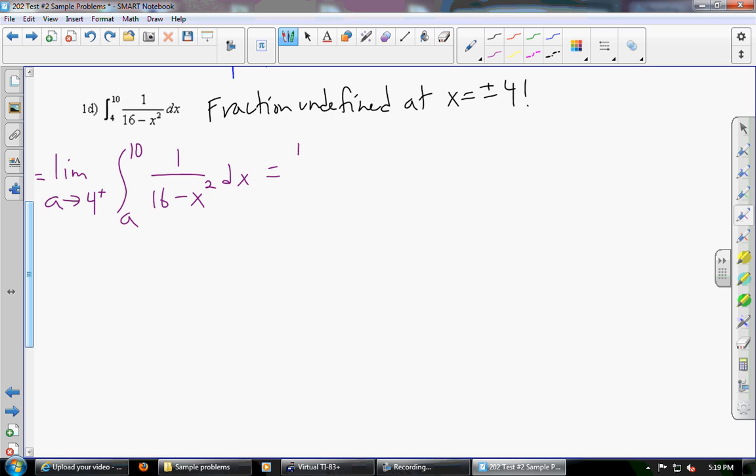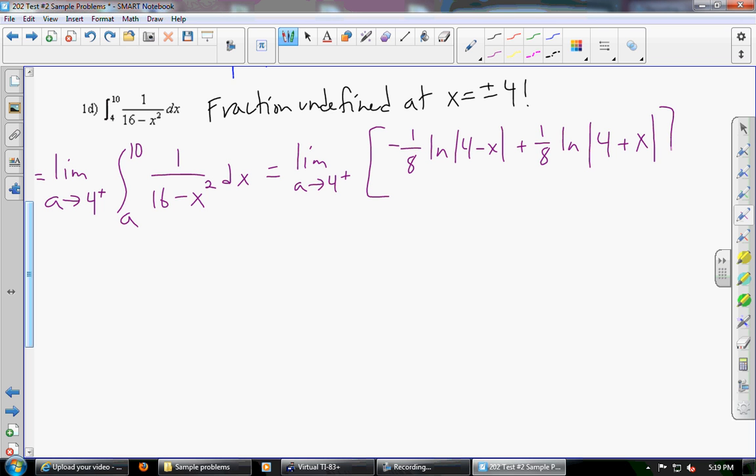Okay. Again, using good limit notation, and copy this until we're ready to actually find the limit. That integral is another one that we found already. We did it on the first page, and we ended up with this big thing. It was negative 1/8 ln of 4 minus x plus 1/8 ln of 4 plus x. And now we're supposed to evaluate this thing between a and 10. Again, you don't need the plus c. Equals. One last time writing this limit notation.